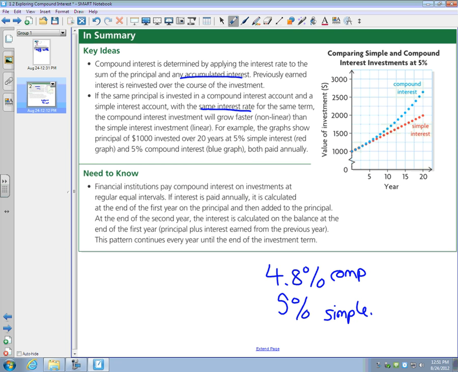So financial institutions pay compound interest on investments at regular intervals. It's calculated at the end of the first year on the principal, then added to the principal. At the end of the second year, the interest is calculated on the balance at the end of the first year. Principal plus interest earned from the previous year. This pattern continues every year until the end of the investment term or until maturity.